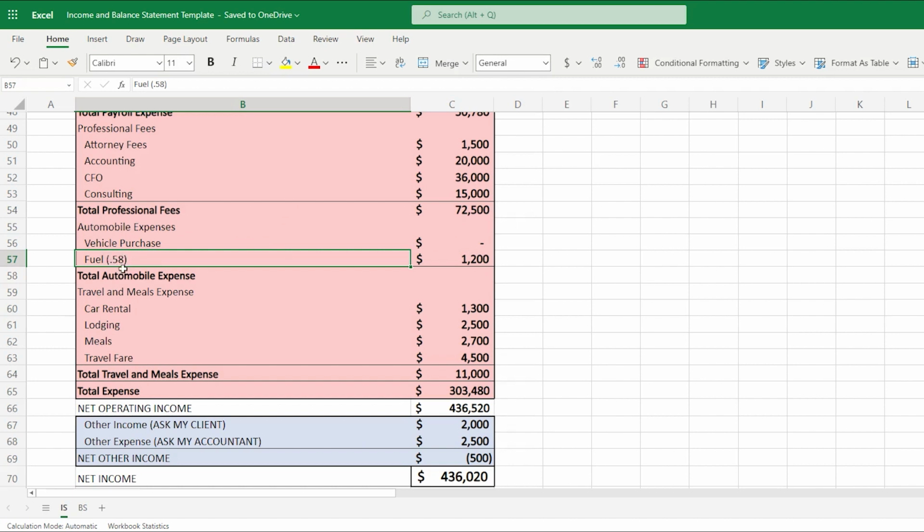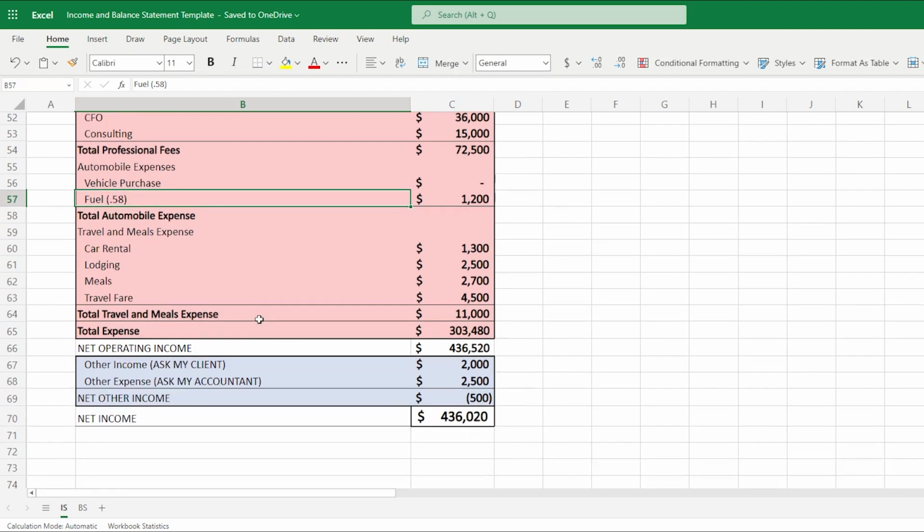Now, this has gone up, and I do believe it's somewhere closer to 62 cents at the time of this recording. But we always just want to double check that and make sure that that's accounted for. And then, hey, what about our travel, right? Car rental, lodging, meals, travel fare, all of that stuff. Maybe we want to have an entire travel and meals expense catered to that.